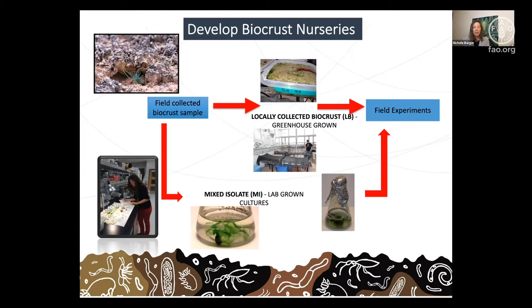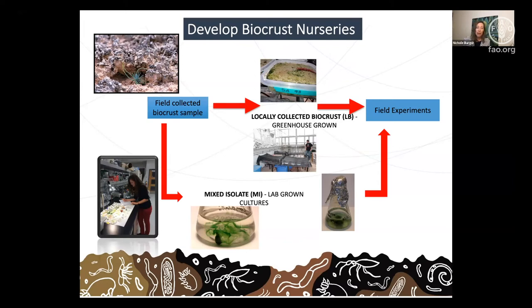So first, to briefly describe how we developed biocrust nurseries or inoculum, the idea is that we wanted to take a limited amount of field collected biocrust, because we didn't want to collect a lot of it for our experiments, since we would just be disturbing soil to restore degraded soil. So one pathway we took is that we collected limited amounts in the field, and then in trays in the greenhouse, we enhanced the biomass, going nearly tenfold over a 3 to 4 month period, that then went into our field experiments.